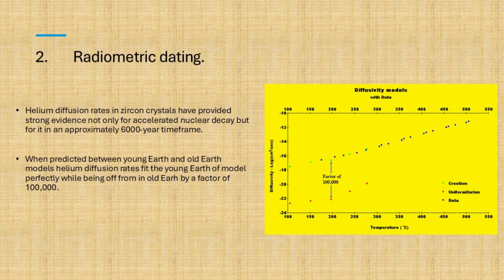Number two, radiometric dating. Helium diffusion rates in zircon crystals have provided strong evidence not only for accelerated nuclear decay, but for an approximately 6,000 year time frame. When predictions are compared between young Earth and old Earth models, helium diffusion rates fit the young Earth model perfectly, while being off from the old Earth model by a factor of 100,000.